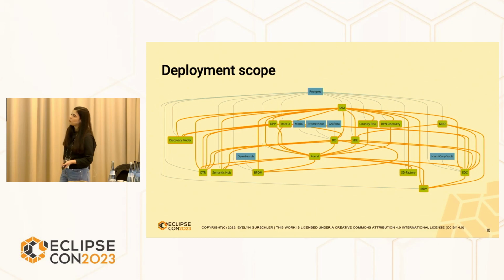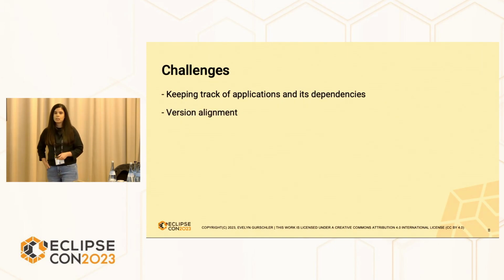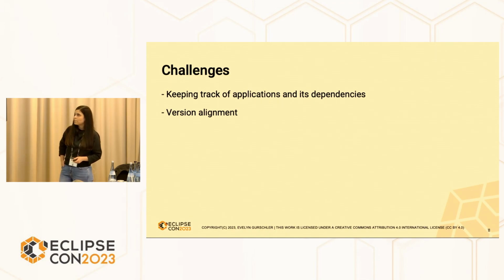So the point of this whole drawing exercise was to get to another question, which is, what are the challenges of having to manage such a deployment scope? There I identified three, so already a heads up. The first one was getting a comprehensive overview of all the applications and their dependencies, both infrastructure and interface-wise. The other one is version alignment. I mentioned it already. Those components need to be installed and also upgraded as one single unit.